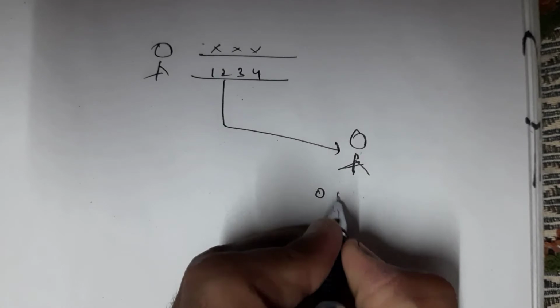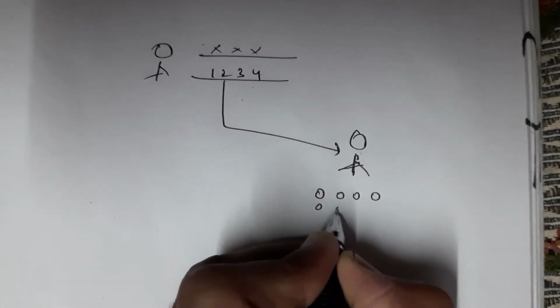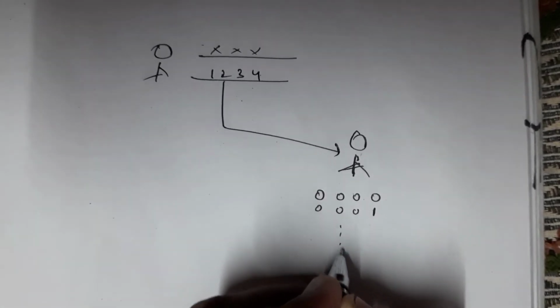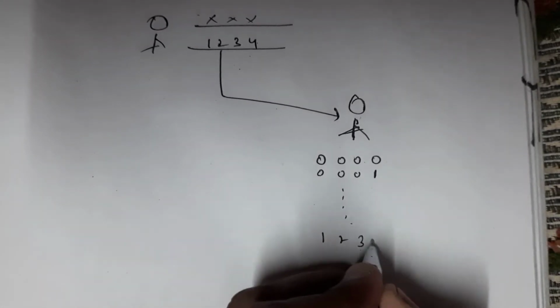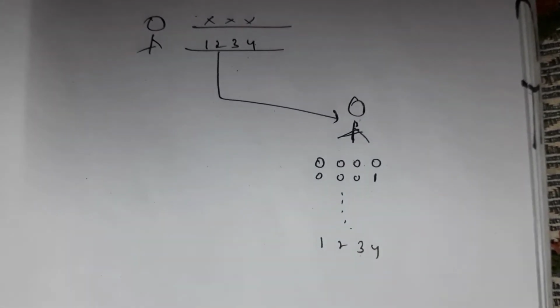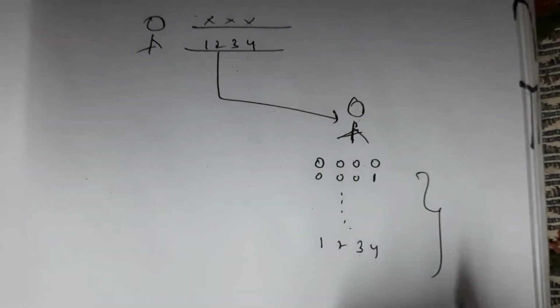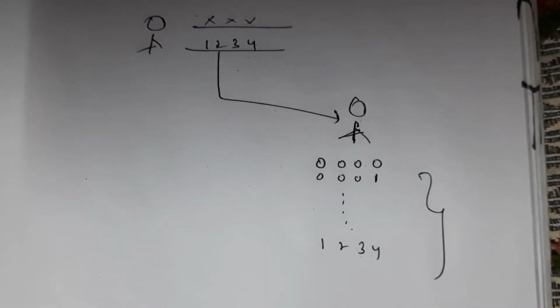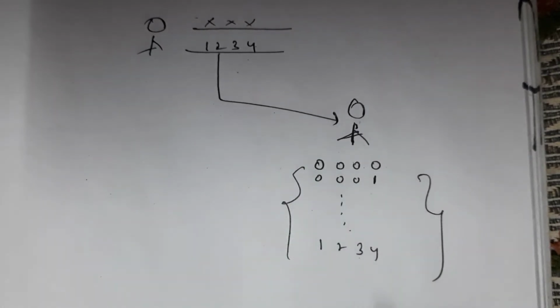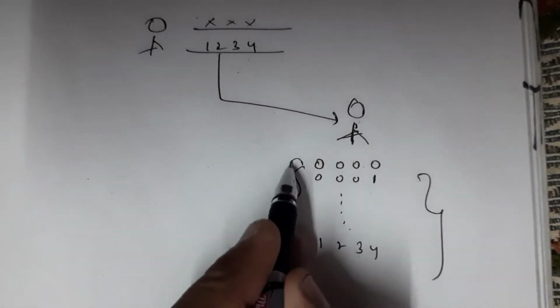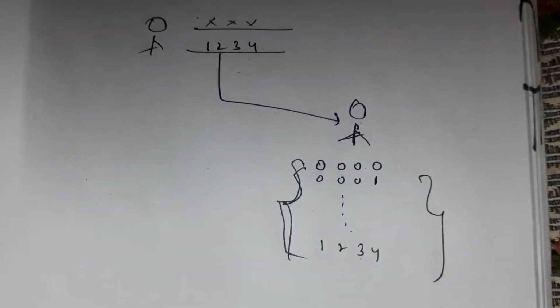See for example, 0000, 0001, like that he performs all the combinations till 1234. At last he gets 1234. See, there is so much time taken in order to get this password. But there are so many algorithms which are available in order to perform encryption and decryption. So by using these algorithms, you can easily get the password of the user.